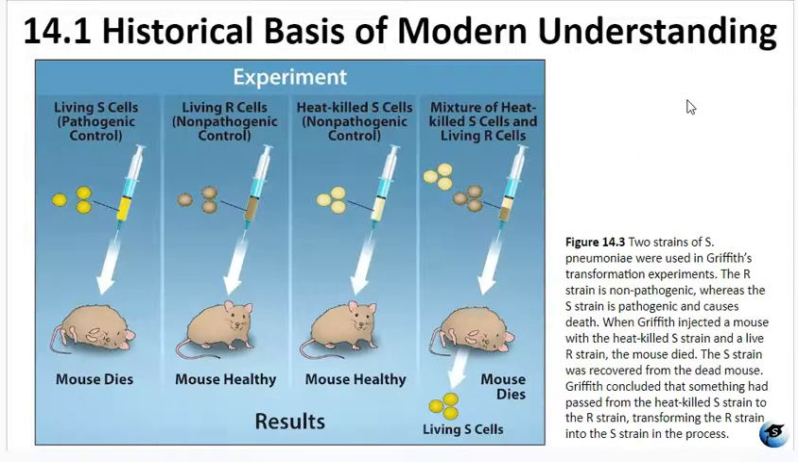He conducted an experiment where he injected a mixture of live R and heat-killed S strain into a mouse, and they died. The mice died. And then he isolated only live S strain from their bodies. And he concluded that something from the heat-killed S strain transformed the live R strain into a pathogenic form. This transforming principle laid the foundation for further research.